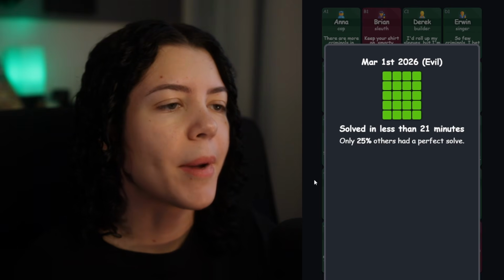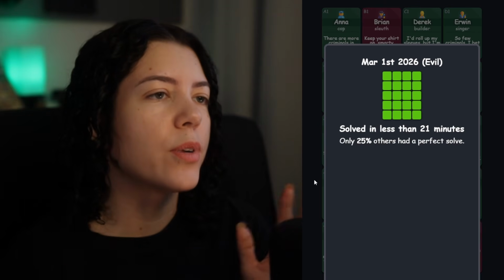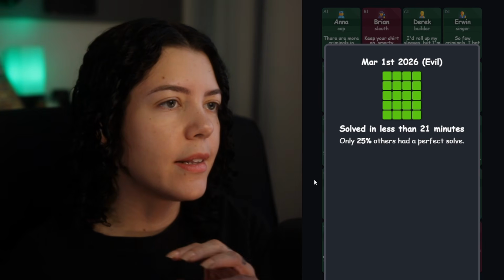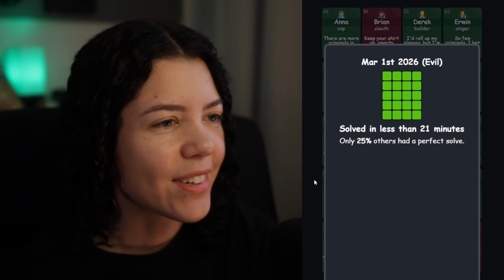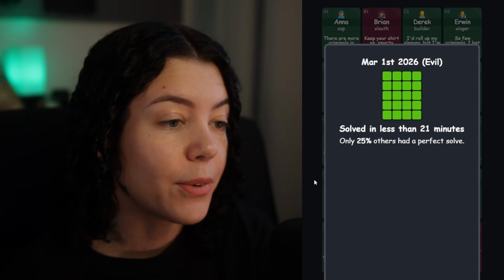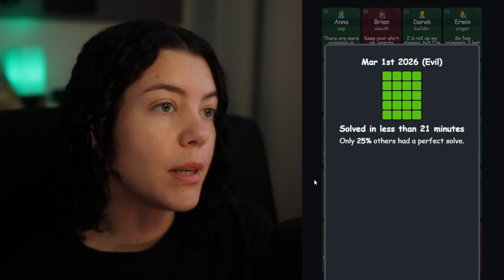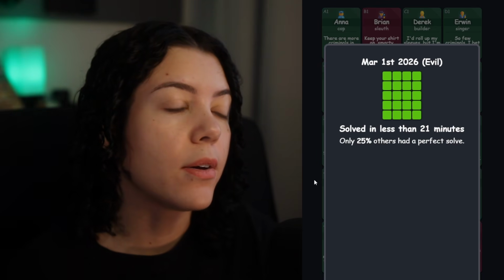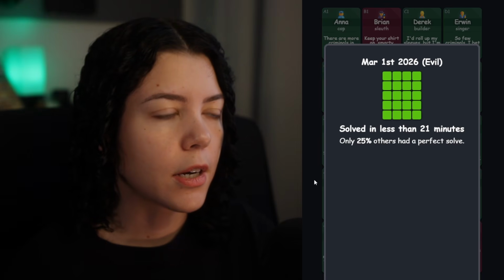Very proud about where I had to look and how I related everybody that needed to be related. That was really good. Only 25% of others have a perfect solve. So apparently it was evil, but it was really, really good. I hope I could help you understand where to look and how the logic comes together.